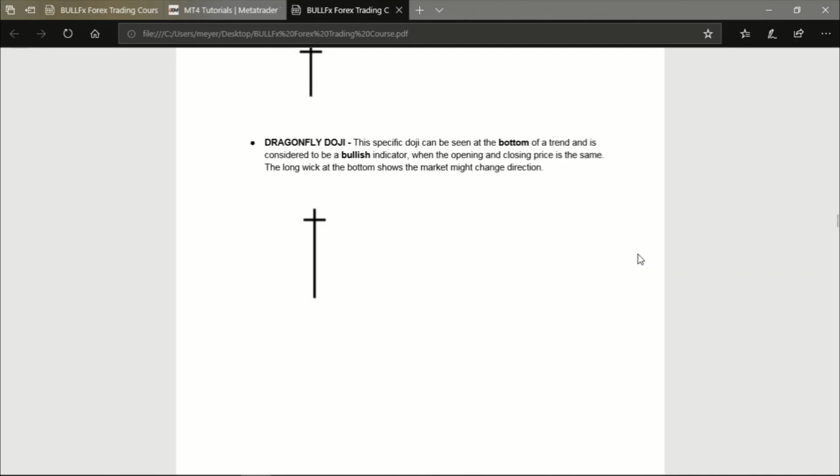So a dragonfly doji shows you that the market reached a far way down by this long wick at the bottom, and the short wick on the top. So it shows you that the market tried to push down within that specific time. However, the market moved back up and closed at the same price that it opened at. So it moved a far way down, however it could not sustain that momentum to the bottom. And then it closed at the same higher price where it opened at. And after that, we would then often find confirmation of a trend that would then start moving upwards.